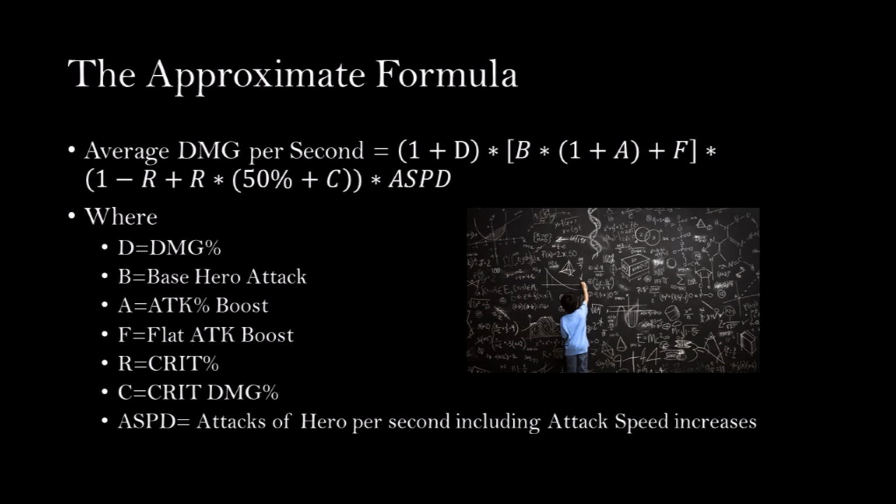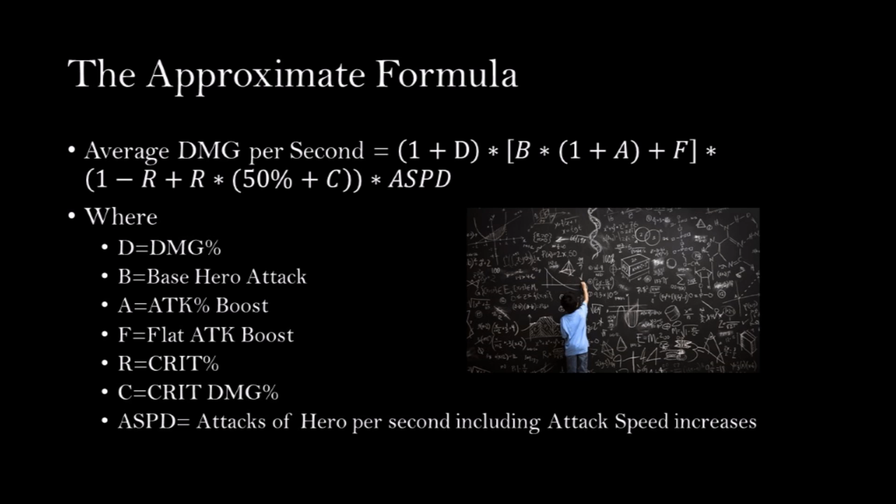This is kind of the approximate damage that your heroes are gonna face per second, and it depends on a bunch of different parameters. You will see these in the game. Of course, you have the damage percentage, you have base hero attack, attack percentage boost, flat attack boost, crit, and then attack speed things. And here's the formula. You could study it in a little bit more detail. I'll just say what each section is if you follow along.